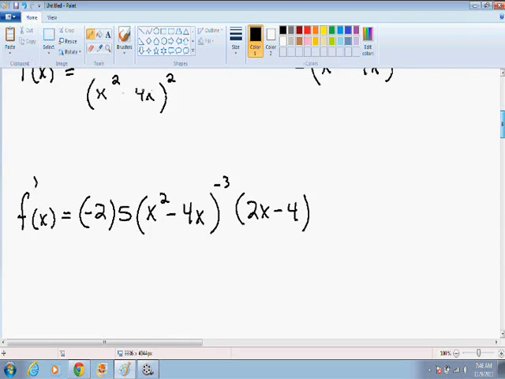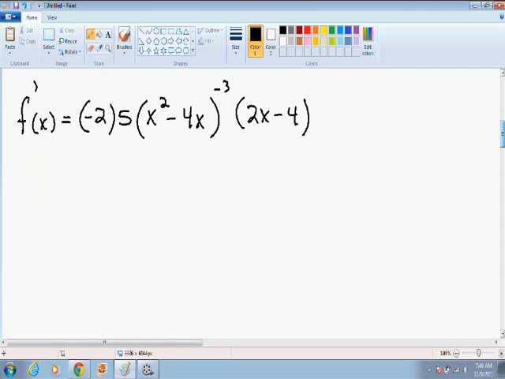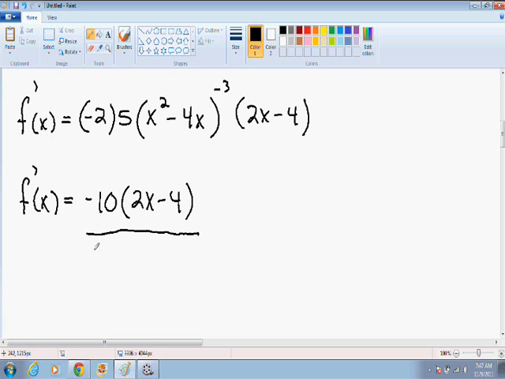Now we just need to simplify this doing some algebra. I'm going to multiply the negative 2 and then 5, and that becomes negative 10. That is being multiplied by the 2x minus 4. And instead of having a negative 3 exponent in the numerator, I'm going to write that as a positive 3 exponent in the denominator. So I'll rewrite that term, x squared minus 4x, with a positive 3 in the denominator.